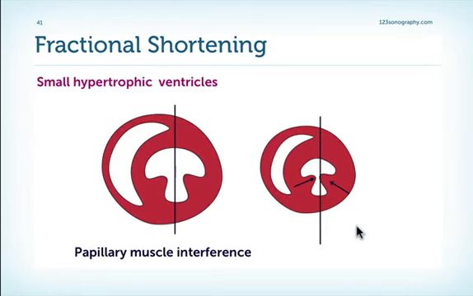Another problem that you have to be aware of is a methodological problem. Especially if you have small left ventricles, you could get lateral portions of the myocardium, and in particular the papillary muscle, within the field of the M-mode, and thereby this leads to a pseudo shortening of the left ventricle, and thereby you would overestimate ejection fraction. So this is another problem that you have to be aware of.